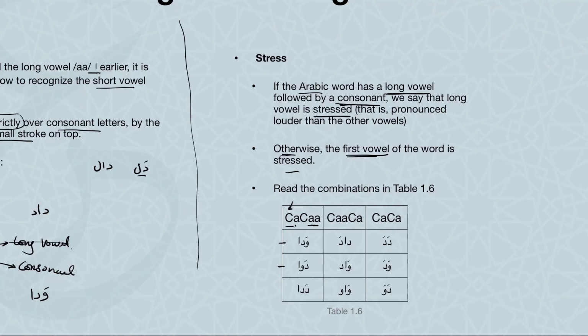Now, if we look at this one here, we would notice that the first example has been fulfilled. There is a long vowel followed by a consonant. So dad, dad, dad, wad, wow, wow. Of course, the stress relates very heavily, or is connected very heavily, with careful speech.